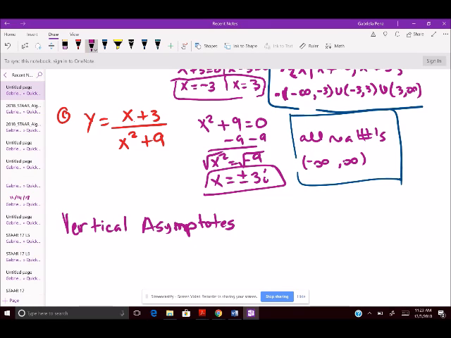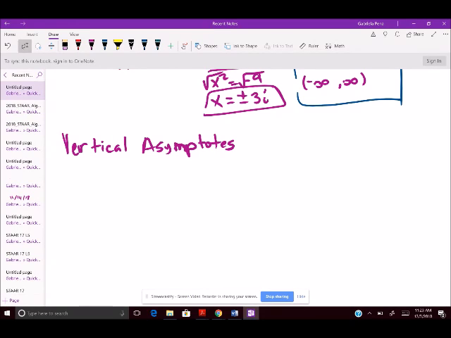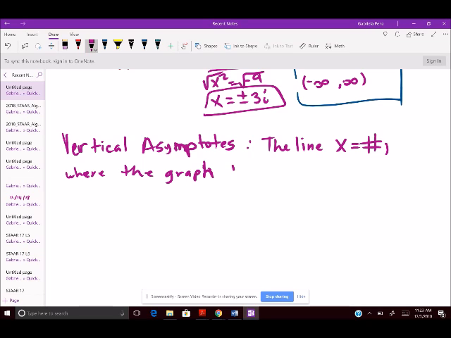Vertical asymptotes. Now, a vertical asymptote is a line that goes up and down. So this one is going to be the line x equals a number. It could be a fraction, a decimal, or a whole number, positive or negative. It could even be 0. So x equals a number, and this line is where the graph levels off.